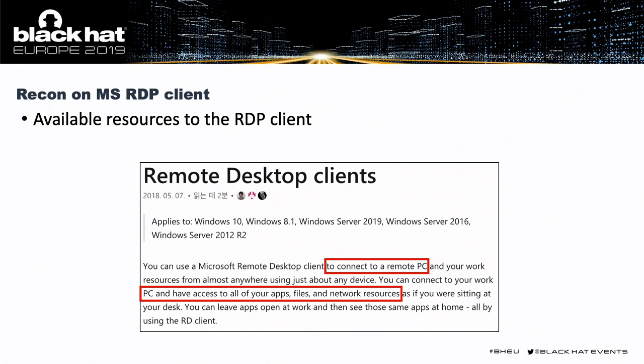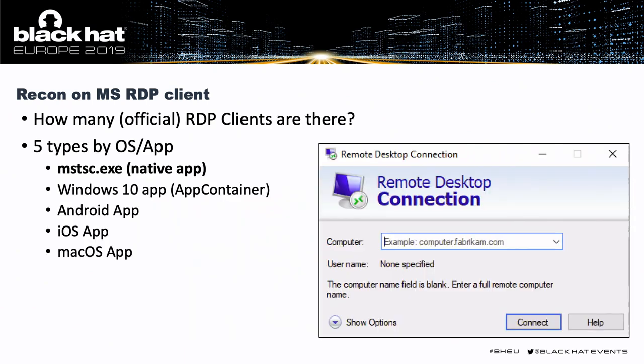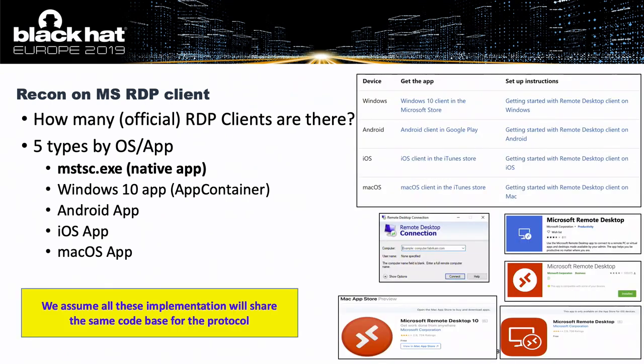The RDP client is an application that you can use to connect to another remote desktop. When you use the RDP client, you can control the remote desktop and use its programs and files. Most people use MSTSC as the RDP client. There are five types of RDP clients: MSTSC, Windows 10 app, Android app, iOS app, and macOS app. How many RDP clients are there? We assume all of these share the same code base for the protocol.